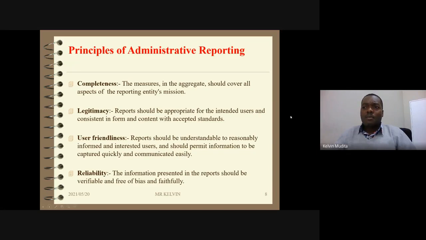Then the second principle is that it should be legitimate.